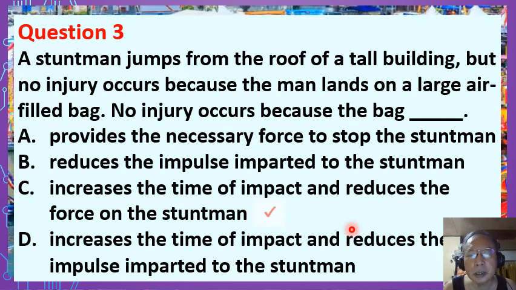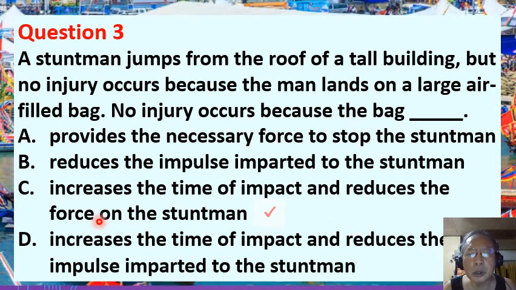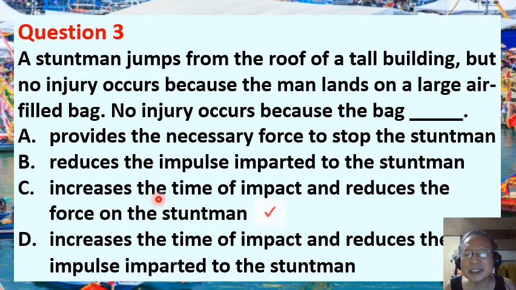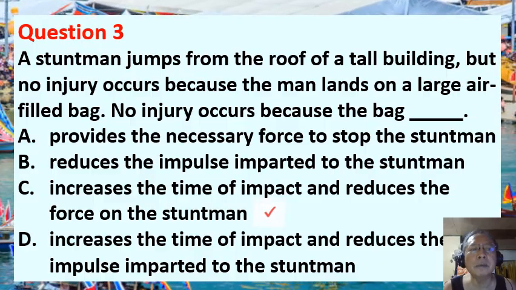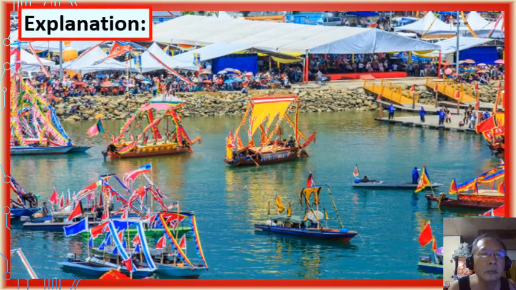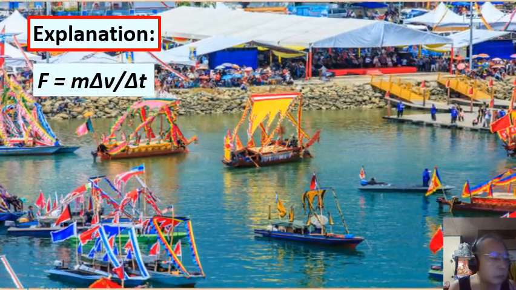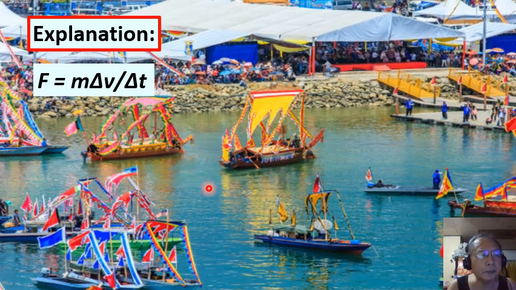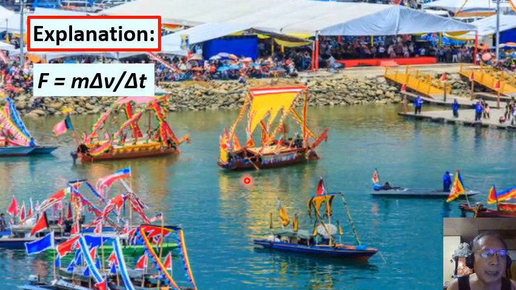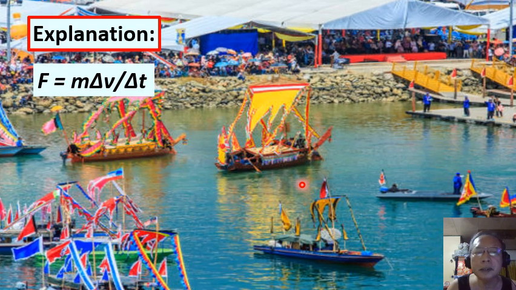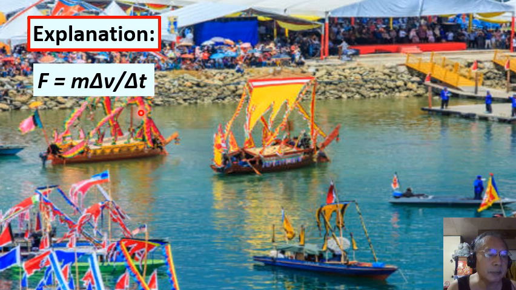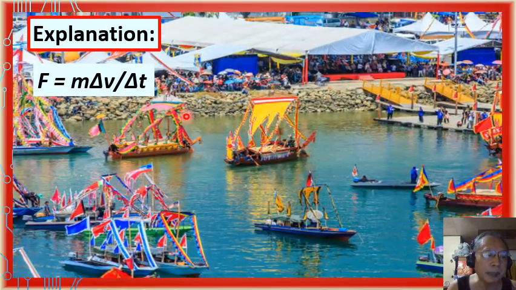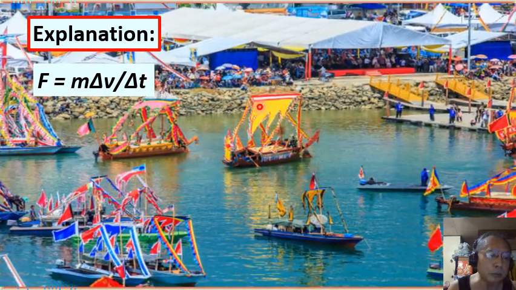The correct answer is option letter C. No injury occurs because the bag increases the time of impact and reduces the force on the stuntman. The force of impact, capital F, is given as the change in momentum divided by the time of interaction, or F equals m delta v divided by delta t. We base this equation on the fact that impulse is equal to change in momentum.